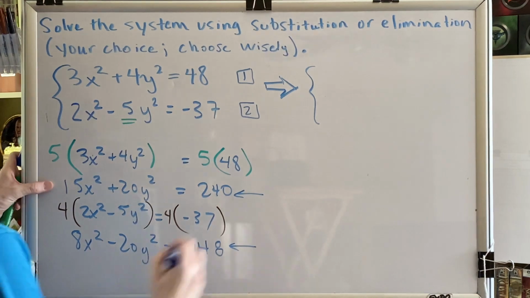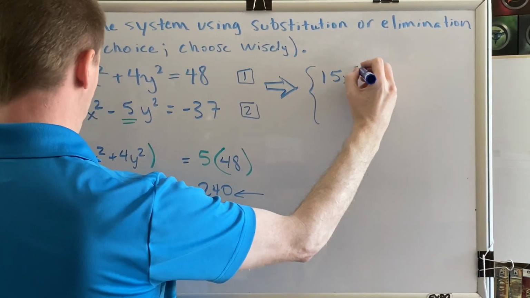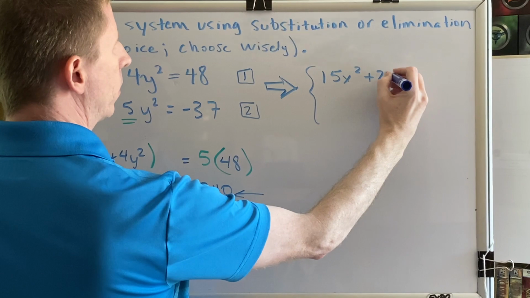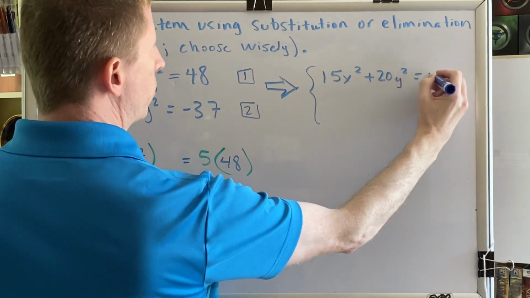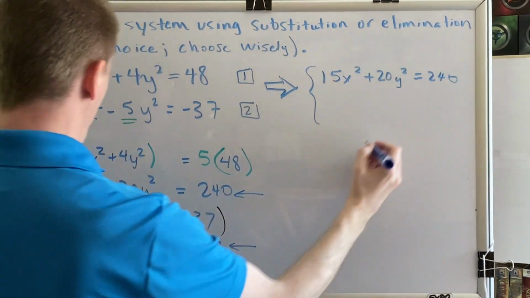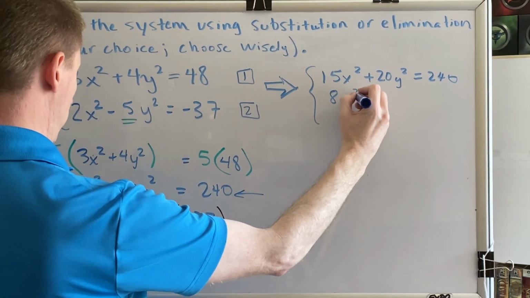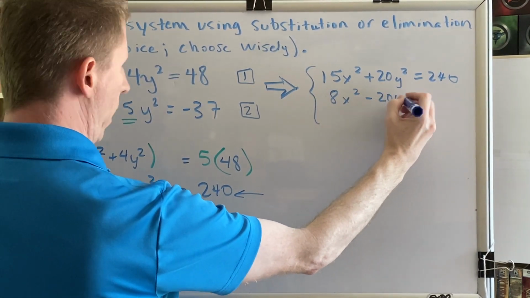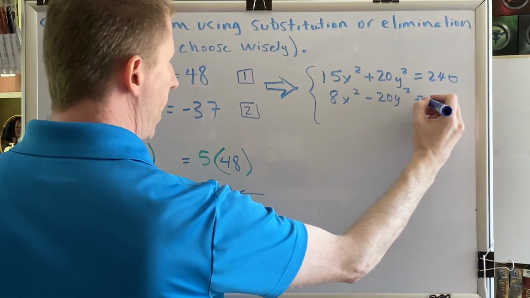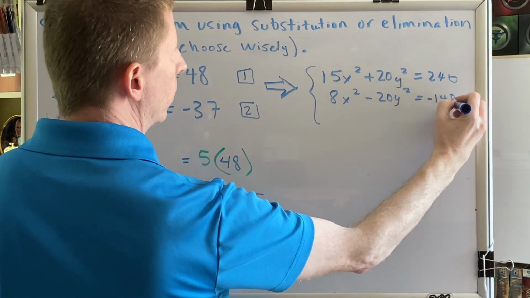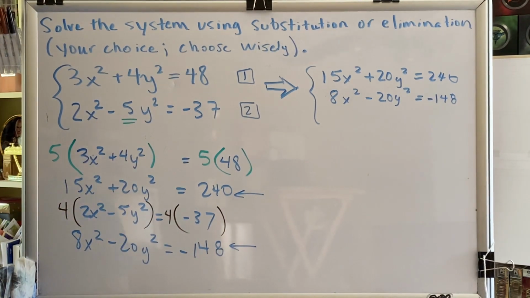All right, so our new system will be 15x squared plus 20y squared equals 240, and 8x squared minus 20y squared equals negative 148. Notice that we have achieved our goal, which was to create term opposites. Once you have term opposites, you can eliminate a variable by adding your two equations together. Let's go ahead and do this now.